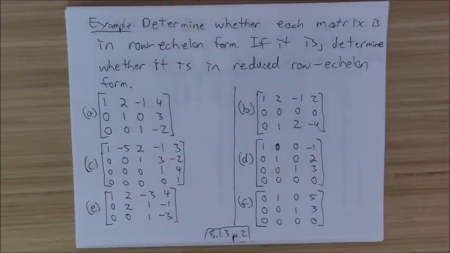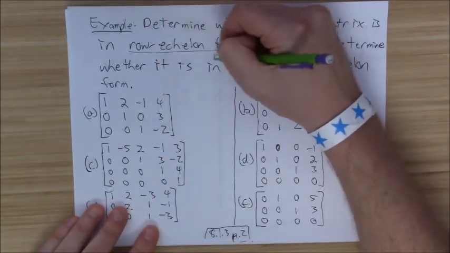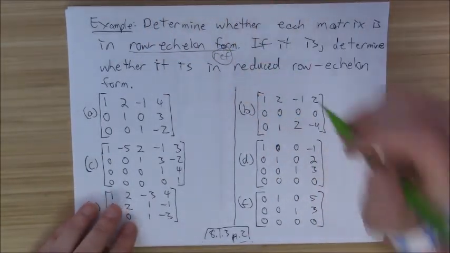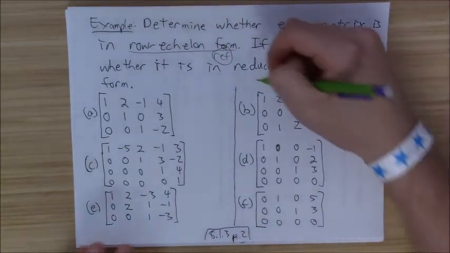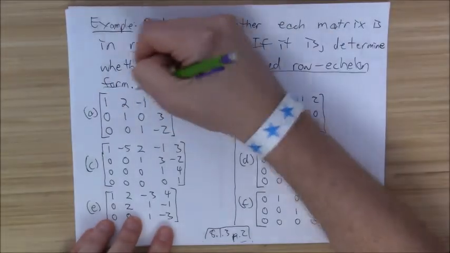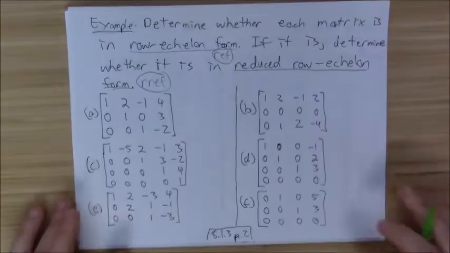To get a better sense of how row echelon and reduced row echelon form work and what they look like, let's consider these examples. For each one, let's determine whether it is in row echelon form, which we're going to call REF. And if it is in row echelon form, we'll then determine if it follows that additional condition to be in reduced row echelon form, which I'm going to call RREF. Okay?